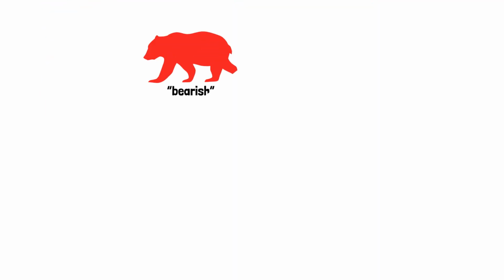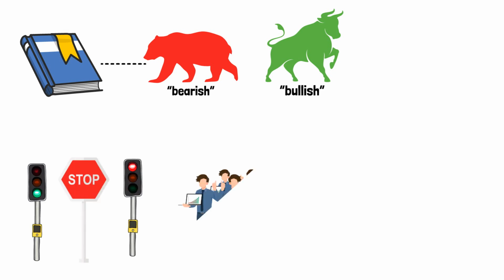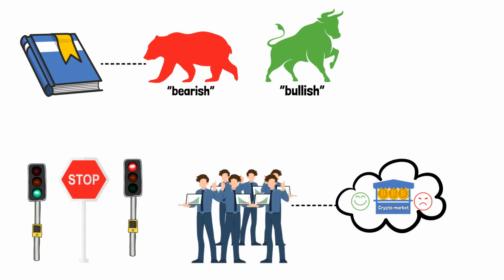The expressions bearish and bullish are essential parts of every trader's vocabulary. There are many signs and signals that allow traders to understand what state the market is currently in. But in order to be able to read those signals, a trader must understand the very definitions of these two terms.